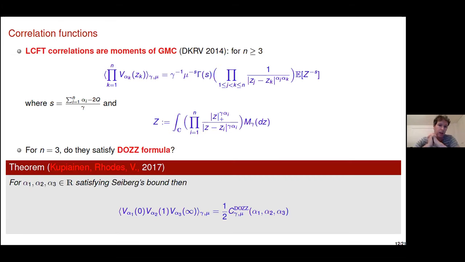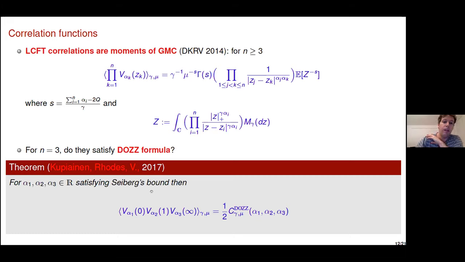But I'm not going to give it here because it's rather complicated. But what we did is that this formula that they plug in the bootstrap, and then use the bootstrap machinery to construct higher order correlations, it's equal to the three-point correlation function that we have constructed via the path integral and probability theory.